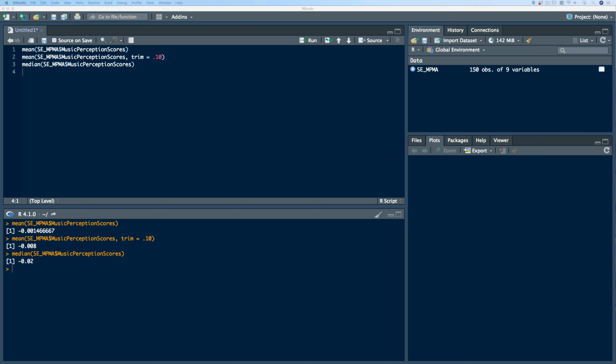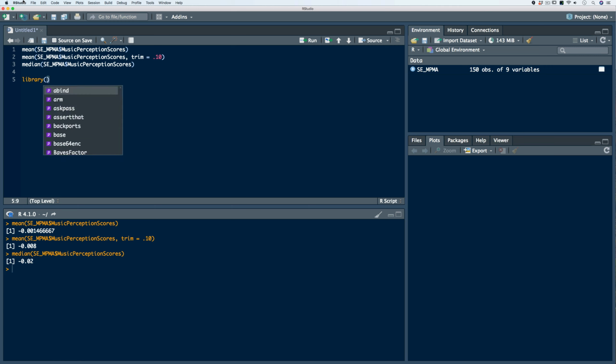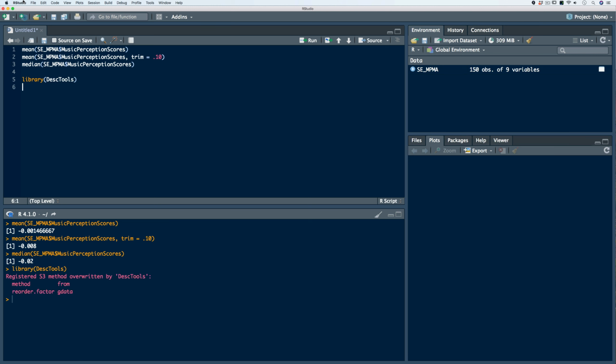And our last measure of central tendency is the mode. And the mode is the value in the distribution that occurs most frequently. Now there isn't a function in R to calculate mode, so we need to use a package to do that. So let's use the DescTools package. I already have it installed, so I'm just going to load it using the library function. And now we can calculate the mode of the distribution by using the Mode function. Note here that the Mode function is a capital M. And we see here that the mode of the distribution is negative 0.02, and the frequency for which that value occurs in our distribution is 9. So within our distribution, negative 0.02 occurs 9 times.